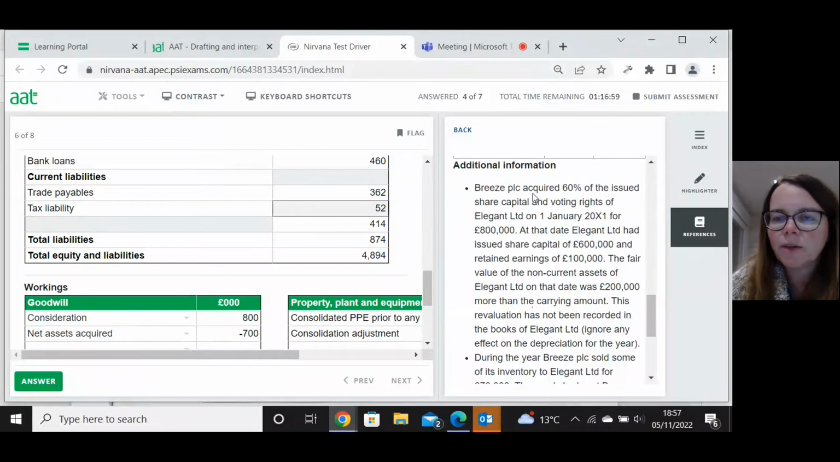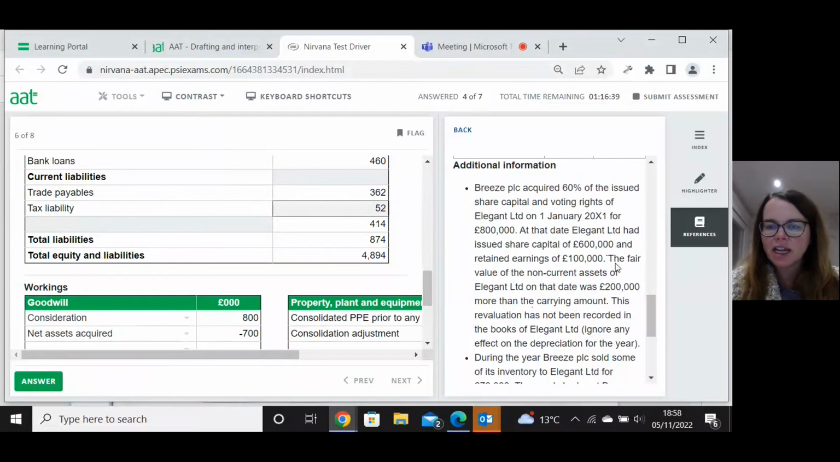So Breeze PLC acquired 60%. Yes, I know. They paid 800,000. Yes, I know. I've put that into Goodwill already. At that date, they had issued share capital of 600. Yes, I know. And retained earnings of 100. Right, so I've dealt with all of that already. This next bit, I haven't.